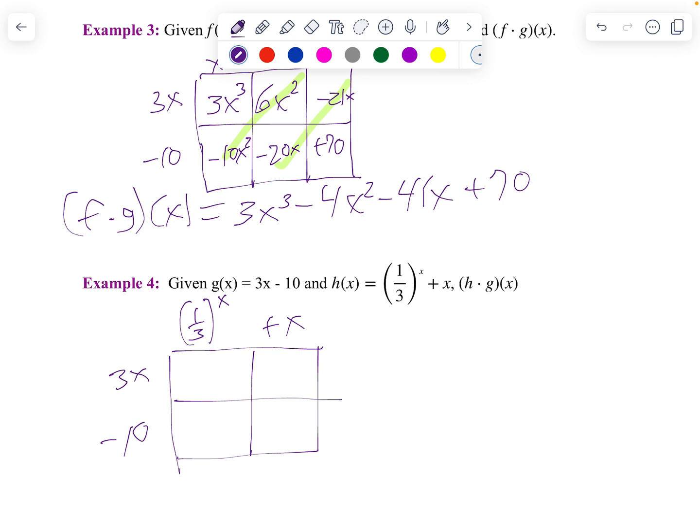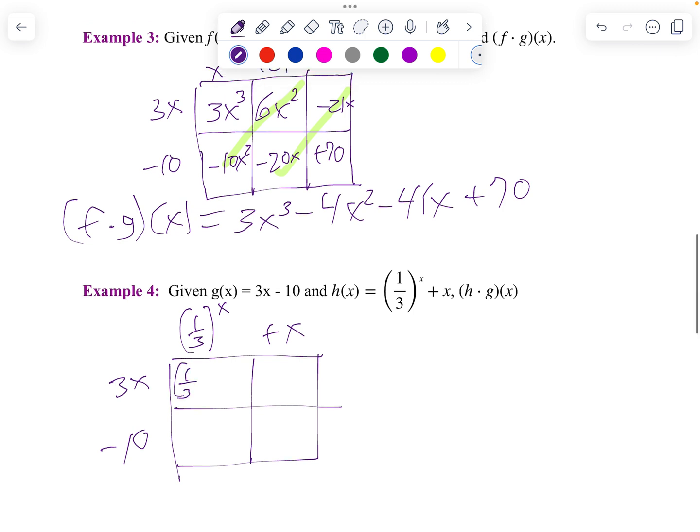combine there. So I'll get 1/3 to the x power times 3x. I don't have the same bases, so I can't add my exponents like I normally can. So that's just what it is. 3x times x is 3x squared. There I have the same bases. And then the same thing here. Negative 10 times 1/3 to the x power. That exponential really makes things difficult to work with. And we get negative 10x.